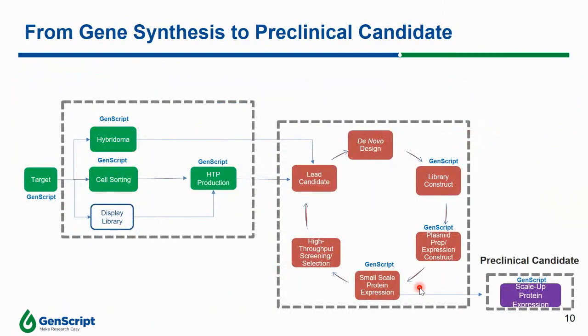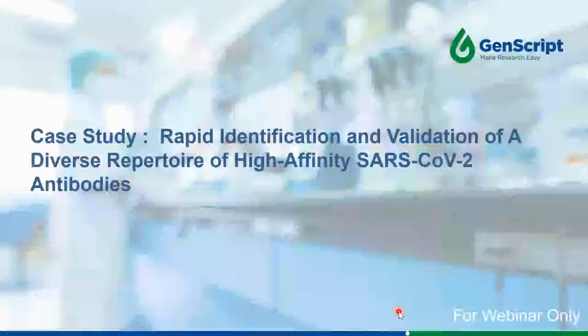So today, I am going to share with you how GenScript incorporated these three services to help in the drug discovery and development process. Along the way, I will highlight some of the cutting-edge technologies for lead validation and lead optimization. And now let's move on to discuss how we are using our technologies for lead identification and validation to discover the SARS-CoV-2 antibody repertoire.